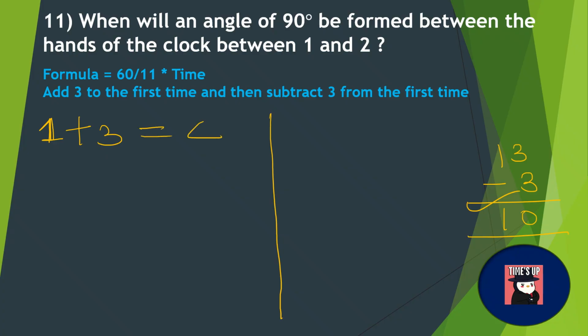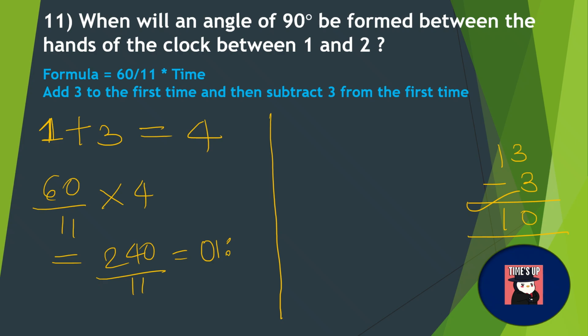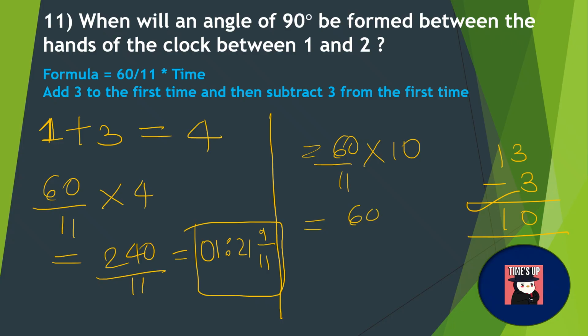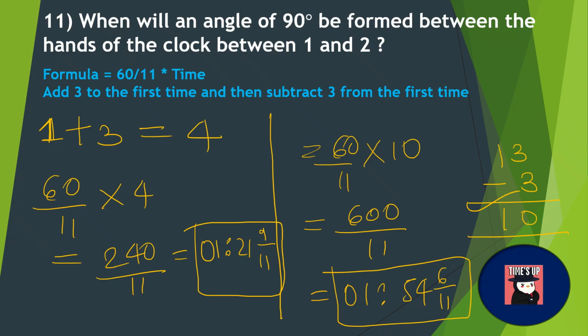1 plus 3 will be 4. Correct? 60 divided by 11 into 4 you will do. So it will come to 240 divided by 11. Answer will be 1 hour 21 9 by 11 minutes. Then here in this case you will substitute 10. That is 600 divided by 11. So it will come to 1 hour 54 6 by 11 minutes. So here in this case, the first time is this one and the second time is this one.